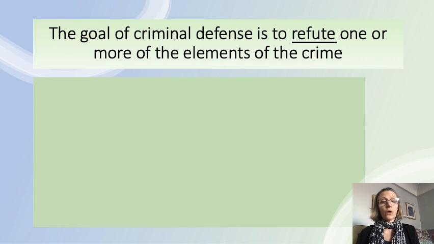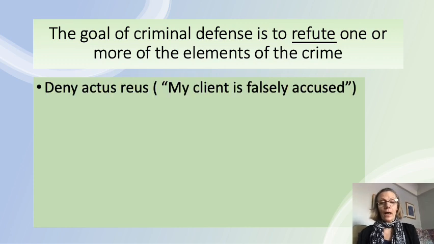Okay, so the goal of criminal defense is to refute one or more of the elements of the crime. And so one thing that a defense attorney can do is refute actus reus. In other words, they can say that a person did engage in this crime, but it's not the person that you've actually charged. It's not the accused that's sitting here at the defense table. And so if you deny actus reus, you say, you've got the wrong person. My client was falsely accused.